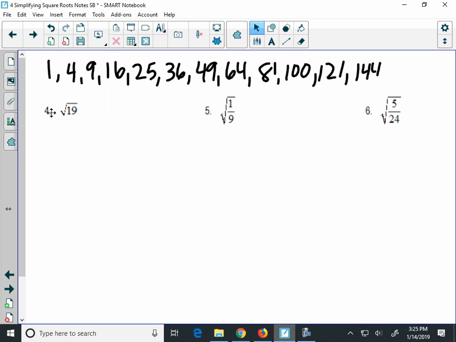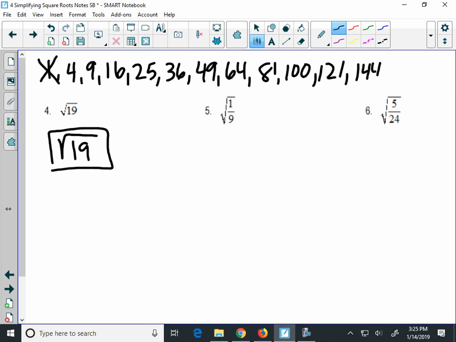All right, now I look at the square root of 19. The only numbers that go into 19 are 1 and 19. And I'm going to kind of ignore the 1 on this list. There's nothing else other than 1 that goes into 19, so this square root actually does not simplify any farther. That is the fully simplified form.